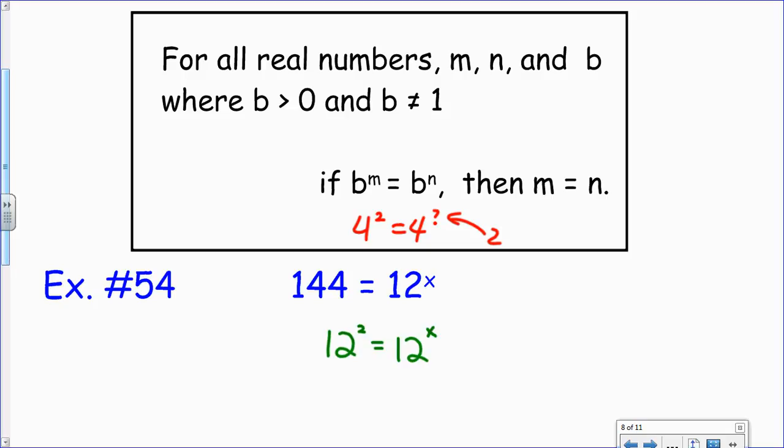Okay. Then the uniqueness property tells me once you have common bases, you just set the exponents equal to each other. So you can think of it like those bases canceling, and you just get then 2 equals x.